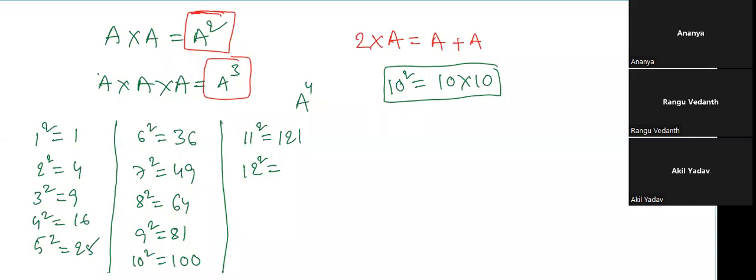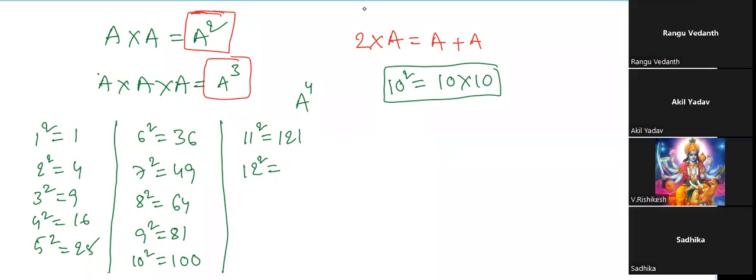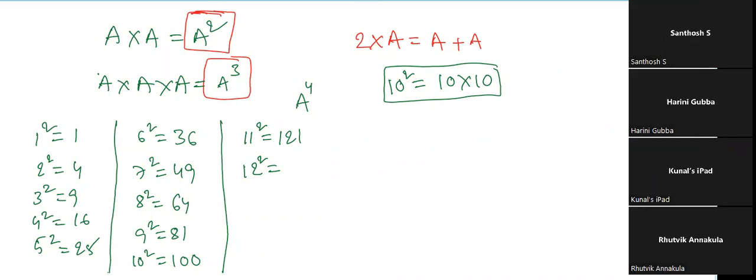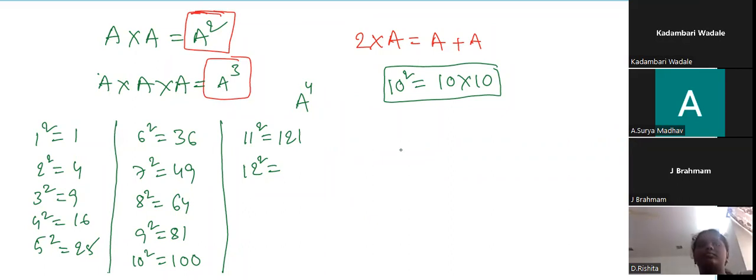Sir, it's 144. Don't speak, remaining people, again and again. I'm speaking to only one person. That person has to respond. Don't speak, remaining people. Don't talk. Okay. All of you. Yes, sir. Kunal, 12 12s. 12 12s are 144, right? 144. Yes.